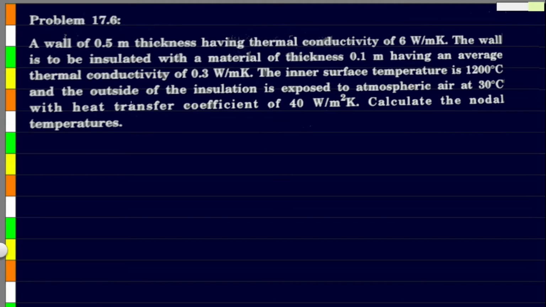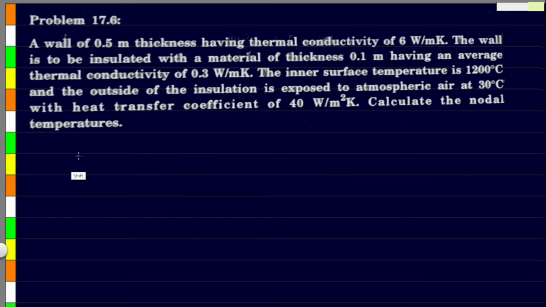Namaste everyone. In this video we'll be solving this particular problem which is given on conduction and convection. So we have a wall which is 0.5 mm thickness and it's having a thermal conductivity of 6 watts per meter Kelvin, and this wall is to be insulated with a material of thickness 0.1 meters which is having an average thermal conductivity of 0.3 watt per meter Kelvin.